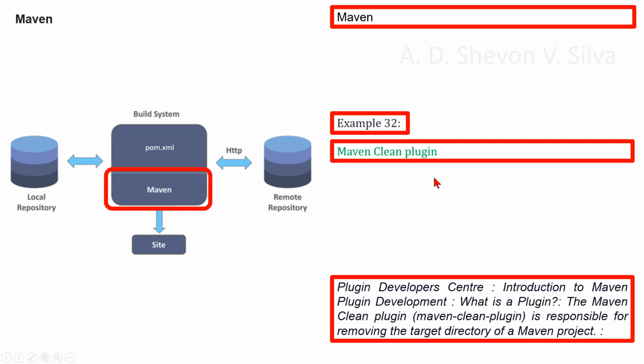Now we are considering what is a plugin in Introduction to Maven Plugin Development in the Plugin Developer Center. The Maven Clean plugin is responsible for removing the target directory of a Maven project. Maven is really just a core framework for a collection of Maven plugins. In other words, Maven's plugins are where much of the real action is performed. Plugins are used to create jar files, create war files, compile code, test unit code, create project documentation, and on and on. Almost any action that you think of performing on a project is implemented as a Maven plugin.